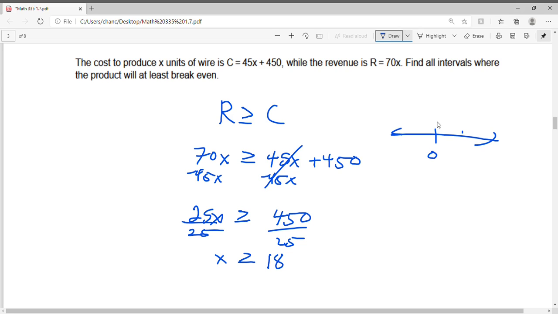I always like to draw the picture so I can make our interval notation. This is a closed circle and it points to the right. This means our interval is from 18 to infinity. So we're going to break even if we produce at least 18 units.